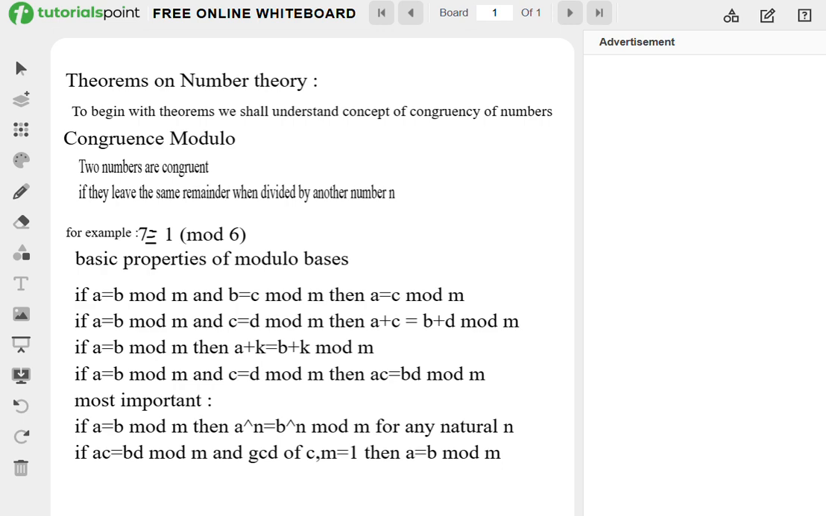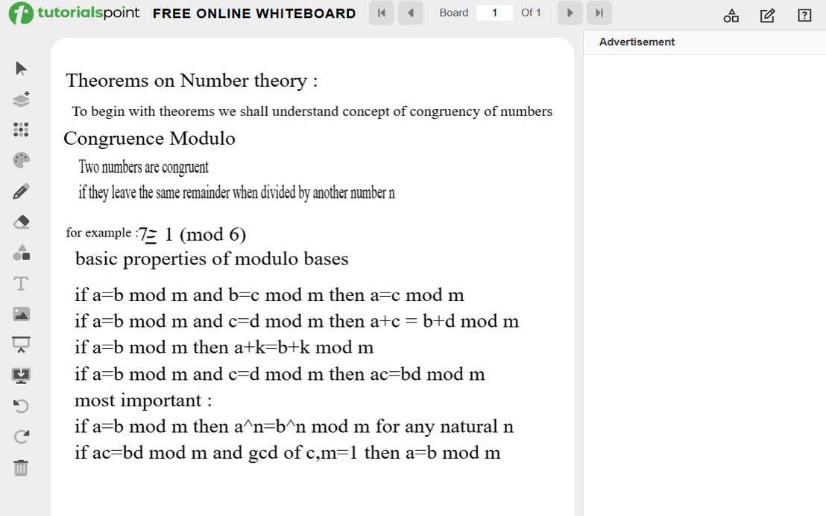Okay, so basic properties of modulo are that if A is congruent to B mod M and B is congruent to C mod M, then A is congruent to C mod M. Okay, so there is a proof of this. We'll come up with the proof in the next video.